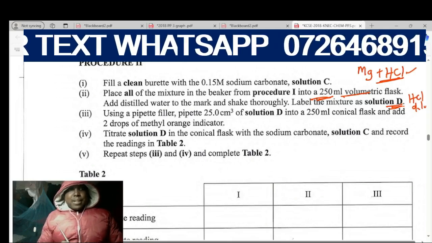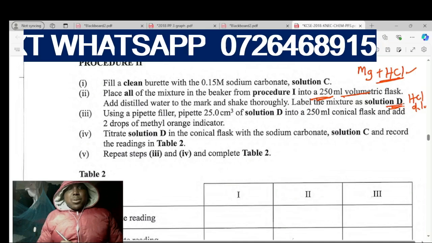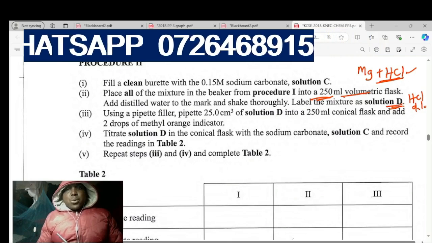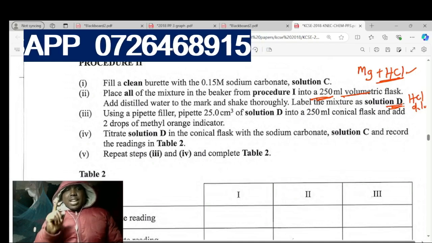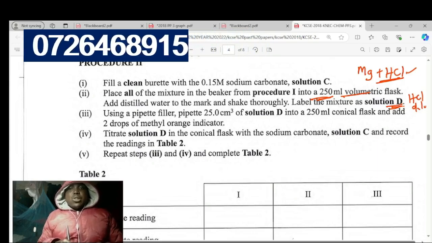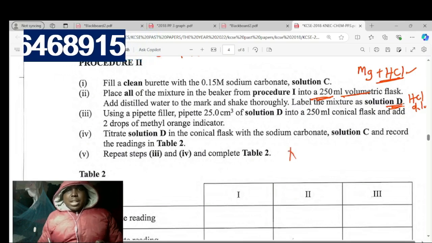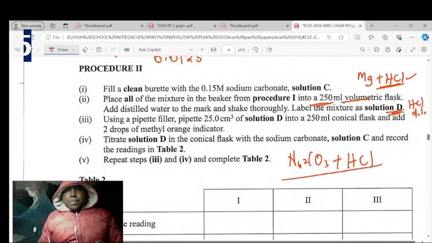We are adding methyl orange indicator, and then we have to titrate using sodium carbonate, which is solution C. Remember, what we have in the burette is solution C, and what we have in the conical flask is dilute HCl, which is solution D. So what's happening here? Solution C, sodium carbonate, is going to react with HCl. It is an acid-base reaction, a carbonate plus an acid.